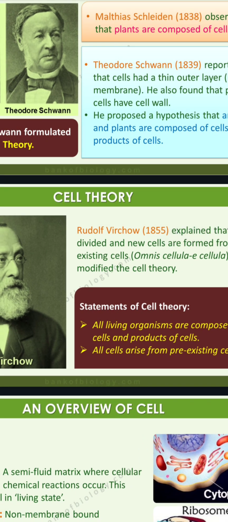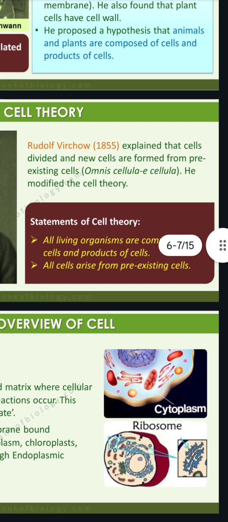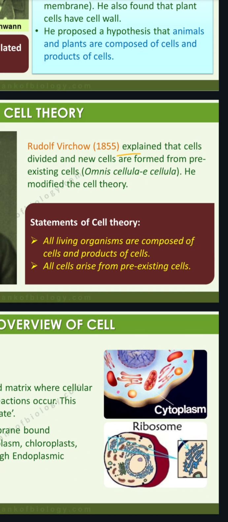Now after 1839, no scientist gave cell theory. But during 1855, there was a scientist called Rudolf Virchow. He extended the cell theory and explained that cells divide and new cells are formed from pre-existing cells. He said that in order to form a new cell, it must form from the old cell, the pre-existing cell.